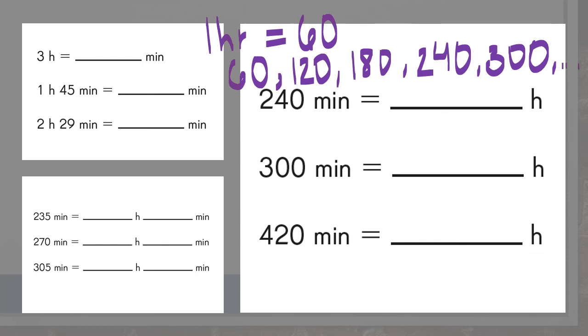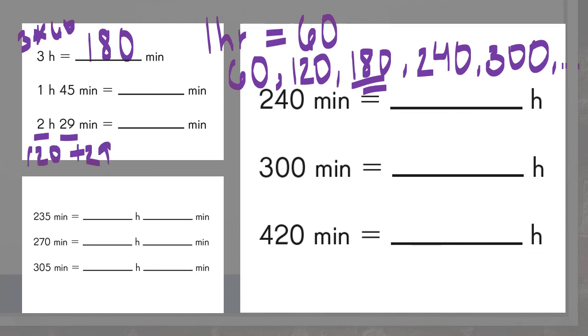So here we can look at 3 hours. So that's 60. That's 3 groups of 60. Here it is, 180 minutes. Let's do this one. We have hours and minutes, 2 hours would be 120 minutes plus 29. So together, that's going to be 149 minutes. I'm going to skip around a little bit so we can get through this.